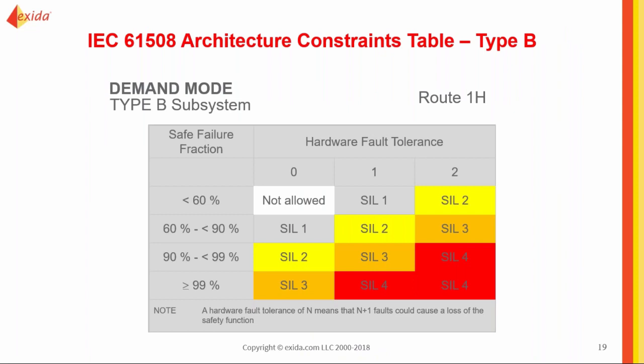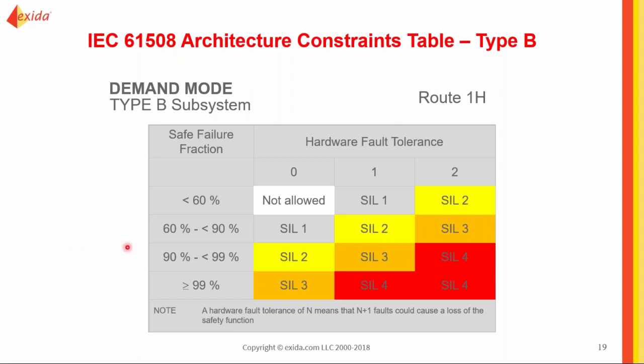So as I said, there were tables associated with both Route 1H and Route 2H. This is a look at the Route 1H table. As you can see on the left-hand side, you have the safe failure fraction. So you would do your calculation, and then wherever you fell, that would be your SIL capability along with your hardware fault tolerance.